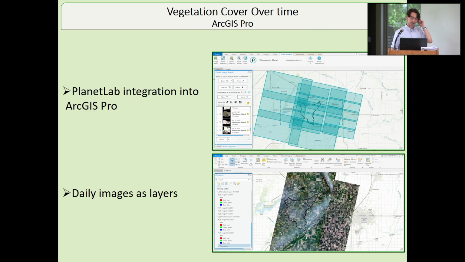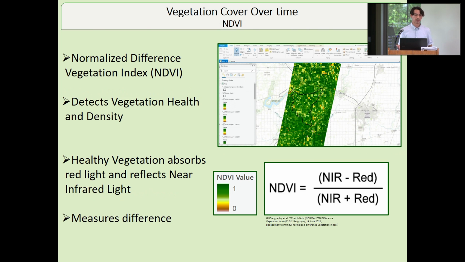And the study was conducted by calculating what's called a normalized difference vegetation index, or NDVI for short. And what that does is it gives us a value between -1 and 1 that displays the vegetation health and density of each single pixel in the image. So each 3-meter pixel gets a value between -1 and 1.